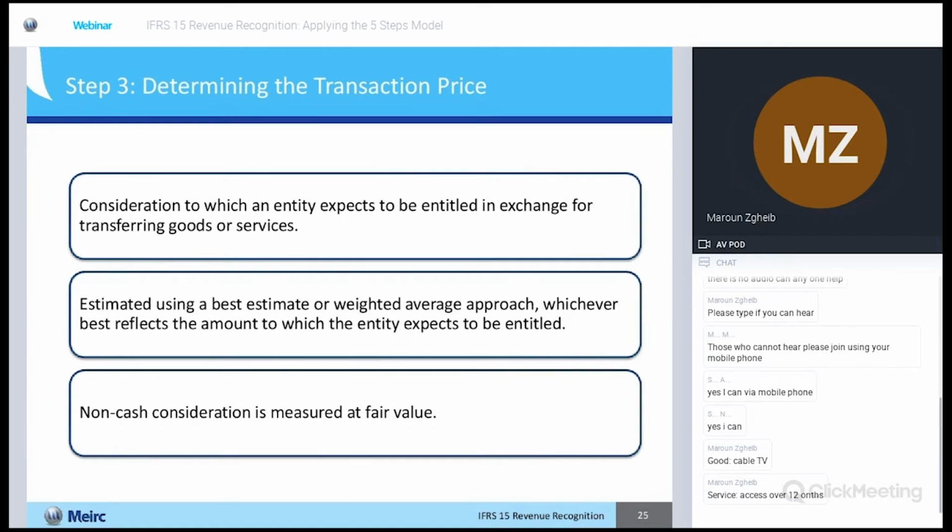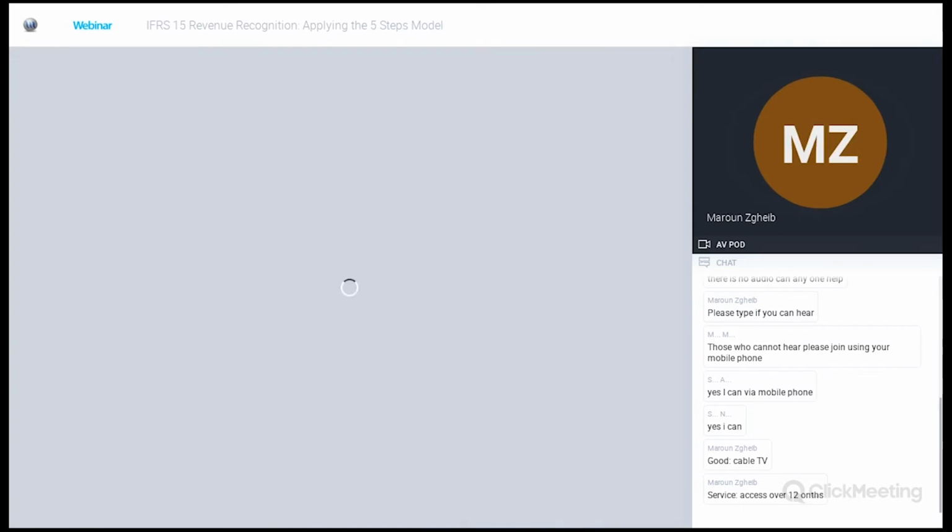The third step is to determine the transaction price. As much as the transaction price might seem simple or straightforward, there are some challenges in determining it. First, transaction price is the consideration to which the entity is entitled for transferring the goods or the service. This amount is based on the best estimate or weighted average approach. And if we receive non-cash consideration, it is measured at fair value. The non-cash consideration can be services received in return, or it can be products or goods received in return.